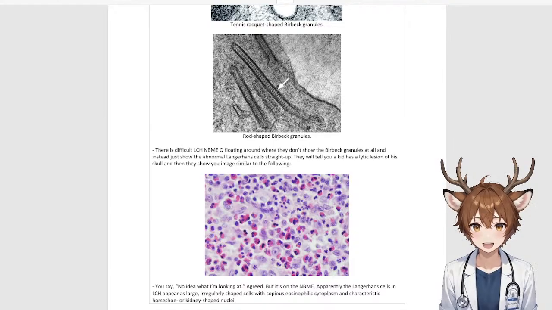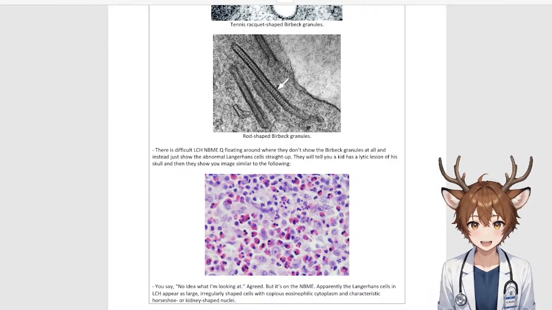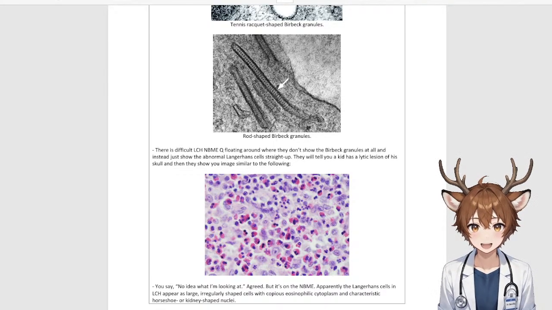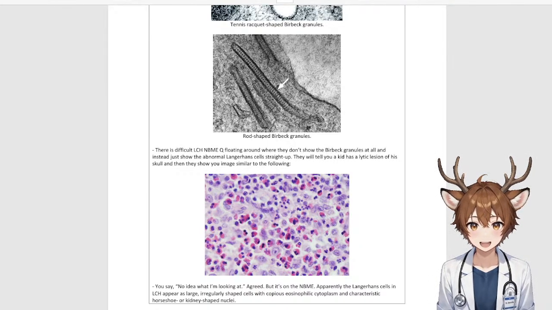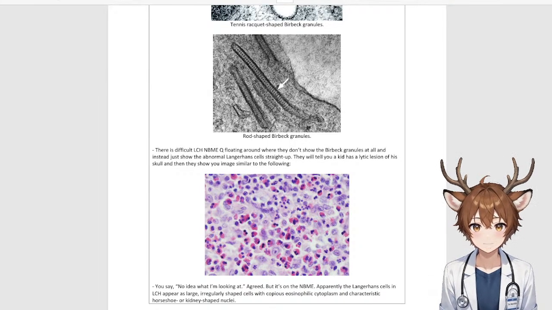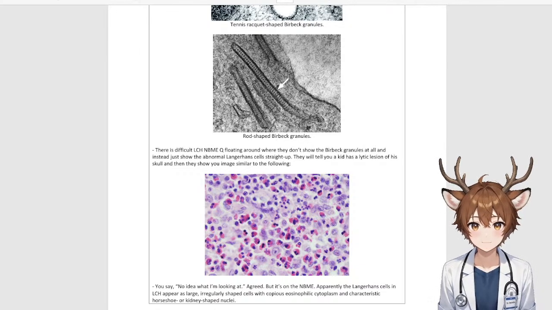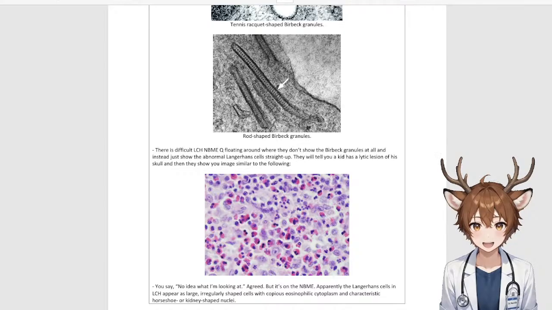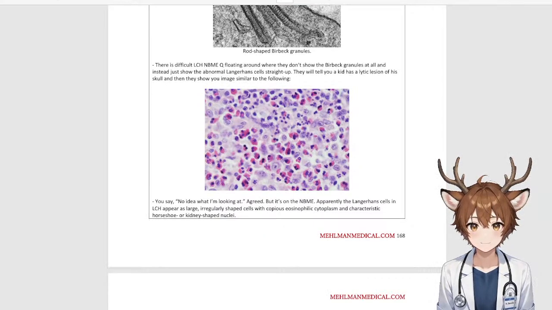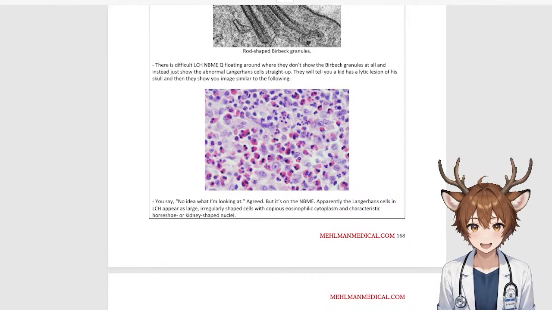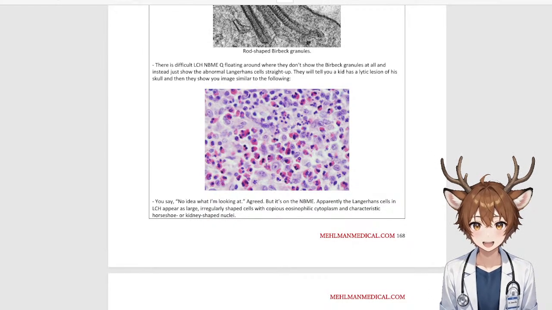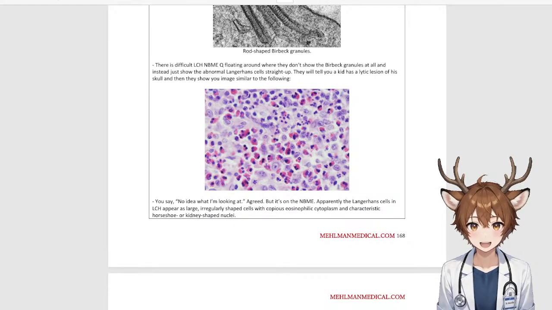So there is a difficult LCH NBME question floating around where they don't show the Birbeck granules at all and just show you the abnormal Langerhans cells straight up, and they tell you a kid has a lytic lesion on his skull, and they show you an image similar to the following. You say, no idea what I'm looking at, agreed, but it's on the NBME. Apparently the Langerhans cells in LCH appear as large, irregularly shaped cells with copious eosinophilic cytoplasm and characteristic horseshoe or kidney-shaped nuclei.